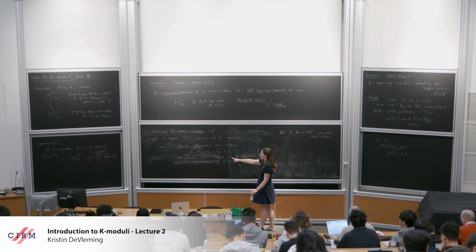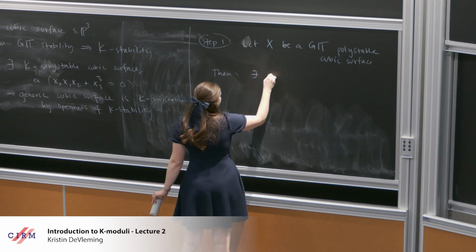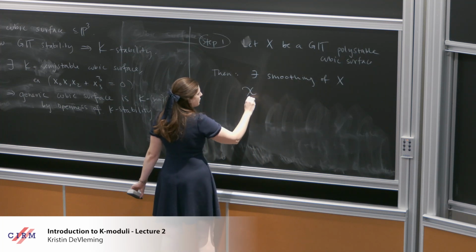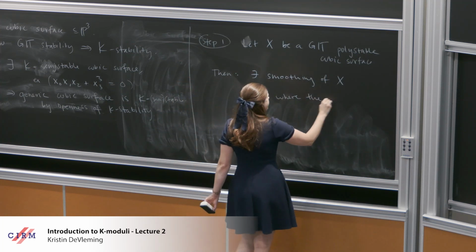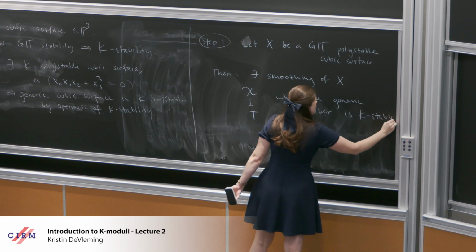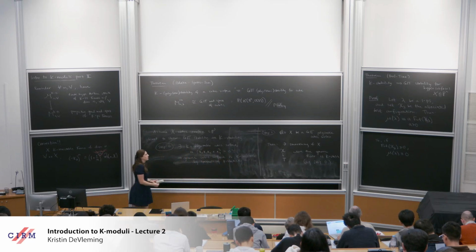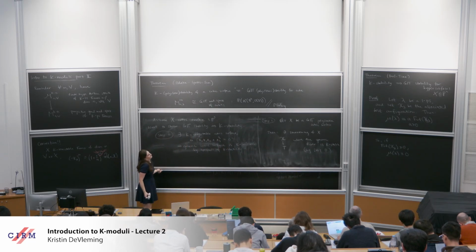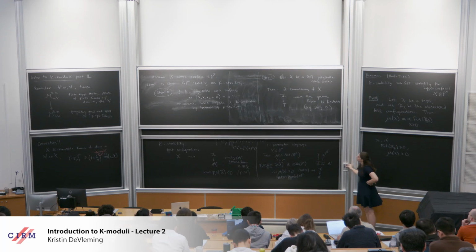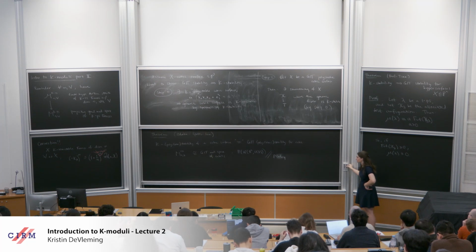Then, by step 0, we can find a smoothing of X, maybe we'll call this curly X over some base, where the generic fiber is K stable. So this is by step 0, the K stable version of step 0, which I haven't given you an example of. So we have some family where the generic fiber is K stable, but possibly not all fibers are K stable, possibly X0 is not K stable.